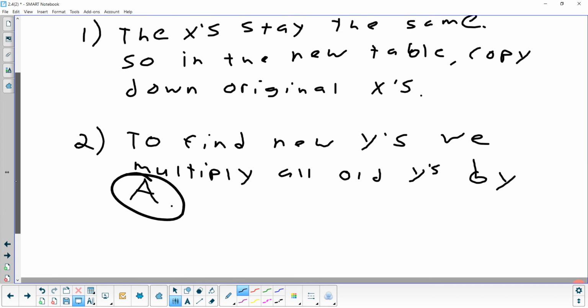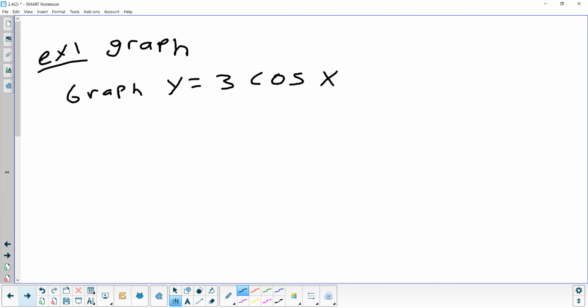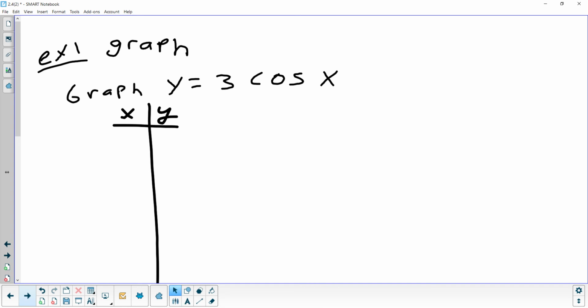So let's try an example. So 3 cosine x. First thing I'm going to do is make my table. And then I'm going to figure out what kind of transformation this is. Okay, now we know 2. We know phase shift, and we know amplitude change. Can anybody tell me why that is an amplitude change?